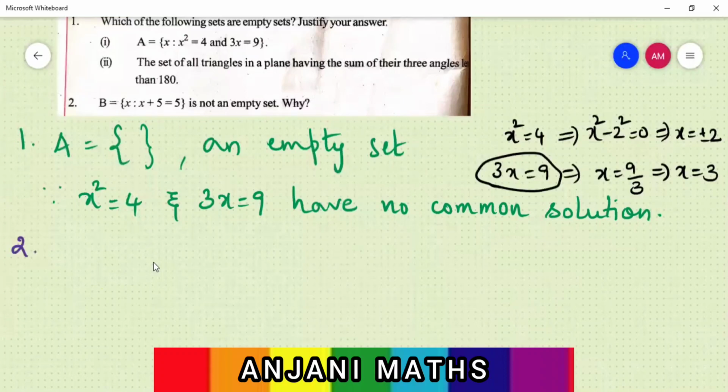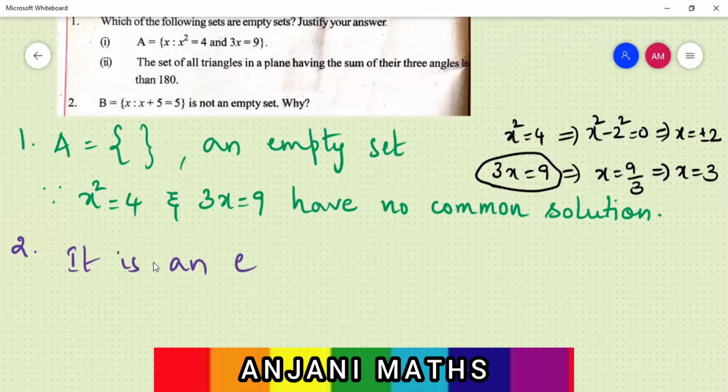Let us move to the second one. The set of all triangles in a plane having the sum of their three angles less than 180. Suppose I gave you one triangle, whatever may be the sides and whatever may be the angles. Immediately, from your lower classes knowledge, what will you say? The sum of all the angles in a triangle is 180 degrees. Whether it will be less than 180? No. So we cannot find. What's the reason? It is an empty set.